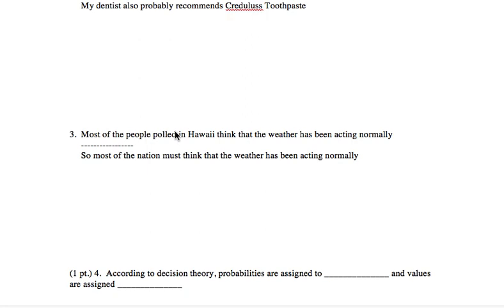That's a sample. Why? Because the conclusion is talking about most of the nation. That's the population they're talking about. Hawaii is just a part of that. So remember, sample and population is basically like part and whole. So this is sample to the overall population. Where's the risk? Well, Hawaii is a small instance. It may not reflect what the rest of the nation thinks.